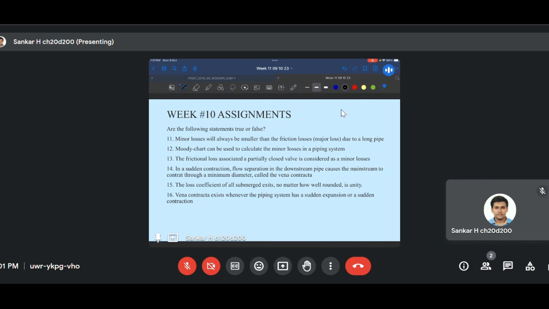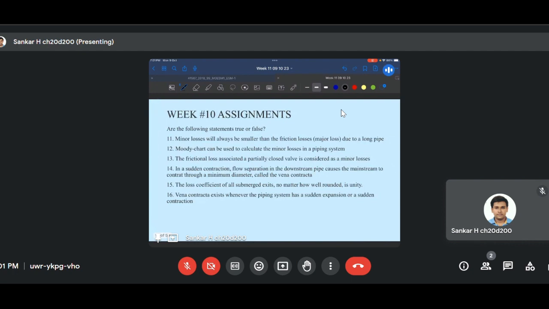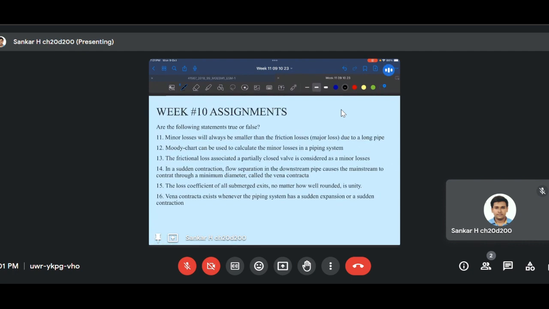So minor losses will always be smaller than friction or major losses due to long pipe. Not necessarily. We can have a partial closing or a partial opening, which may in fact result in the minor losses being more than the major losses. It's called minor losses because in the majority of the cases it is generally smaller, but that doesn't mean it is always smaller than the major loss. So this answer is false.